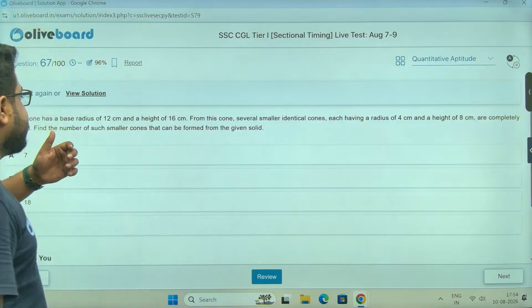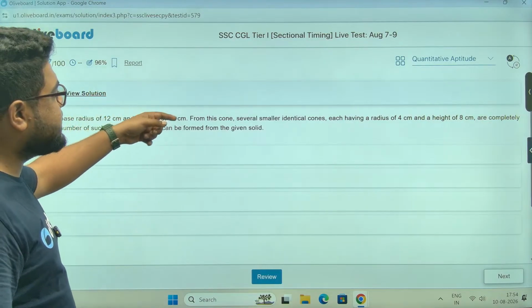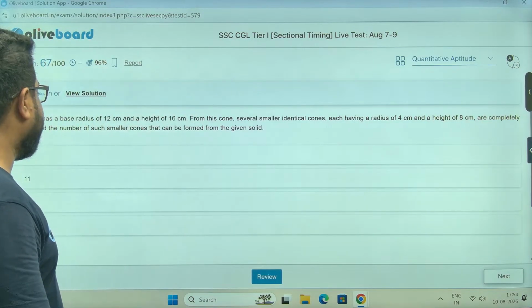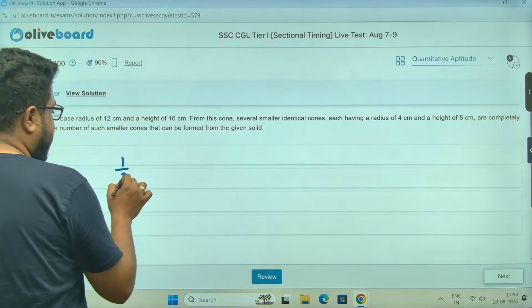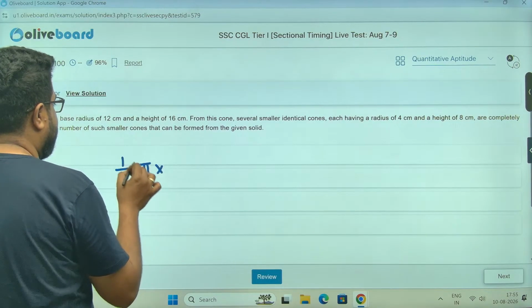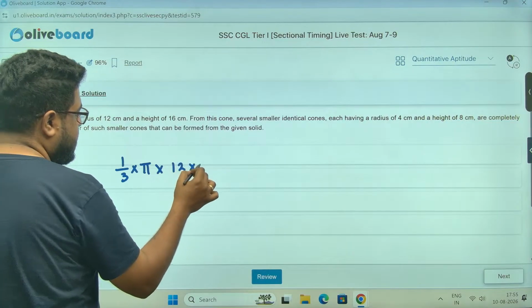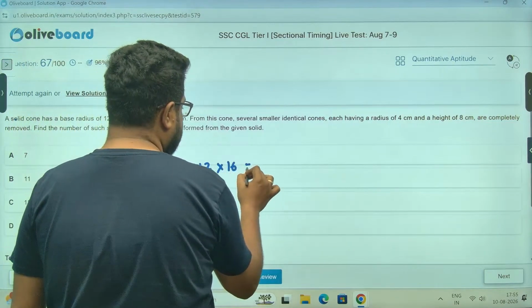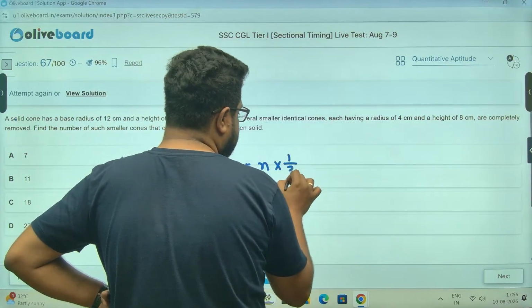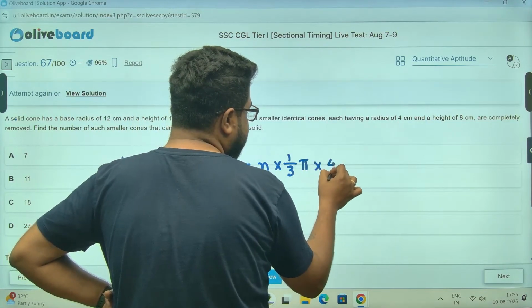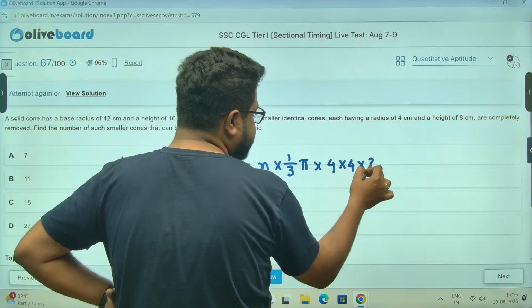A solid cone has a base radius and height. From this cone, several smaller cones are made completely. Find the number of smaller cones. The solid cone volume is 1/3 pi r square h, and don't put the value of pi. R square is 12 square into h is 16, equal to n number of smaller cones, each having radius 4, so 4 into 4, and height 8.